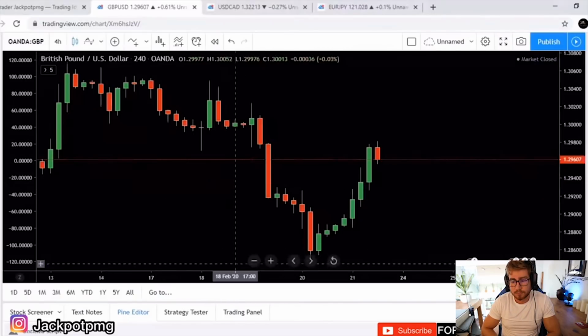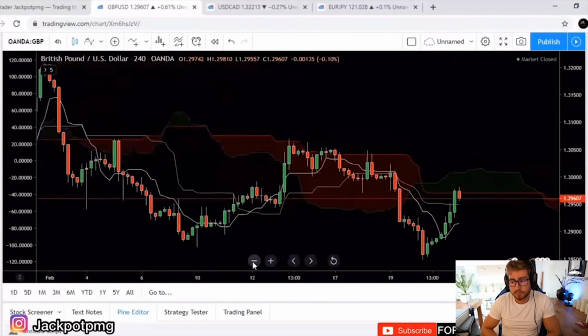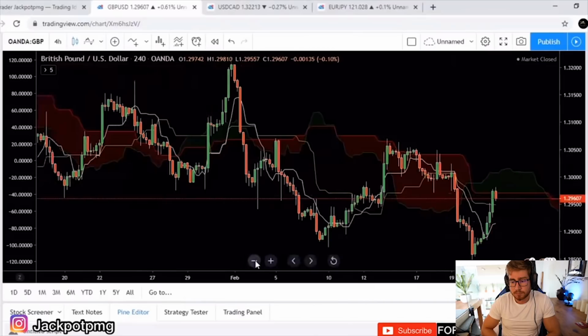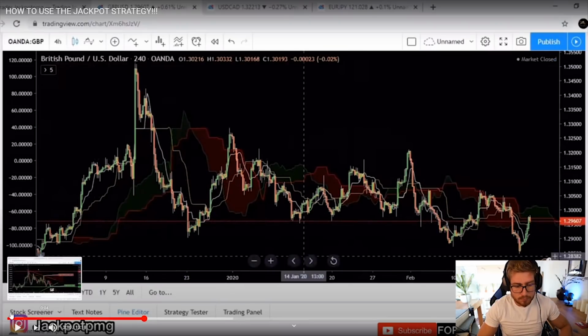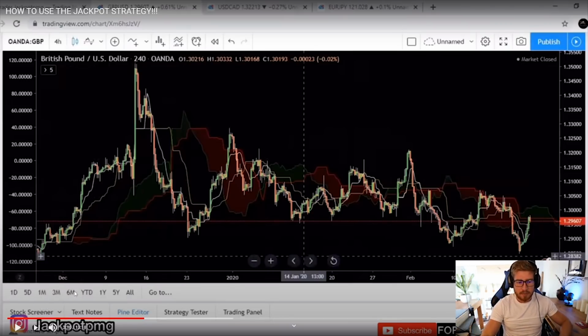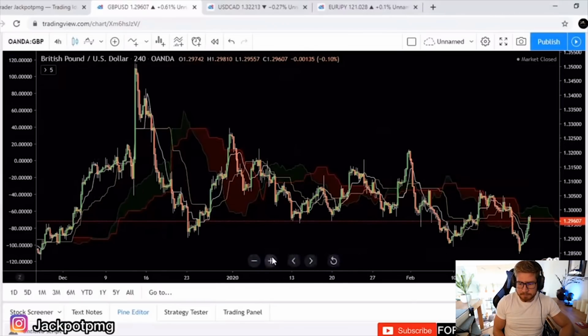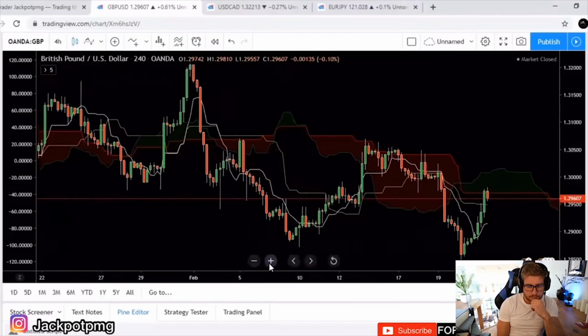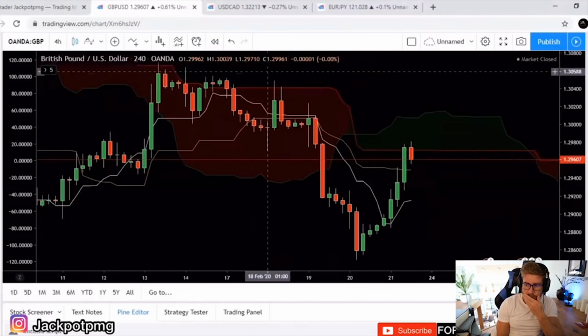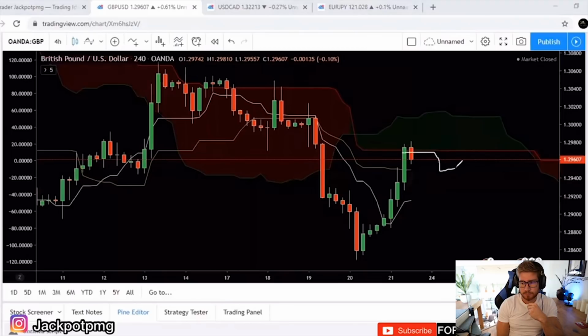H4 time frame shows you even better. Look, you can see overall price is on a downtrend. The cloud, every time it's underneath the cloud, it pushes down a little bit more. Like right here, it pushes down a little bit more. So I'm expecting the same thing to happen here. Price to push down a little bit more.